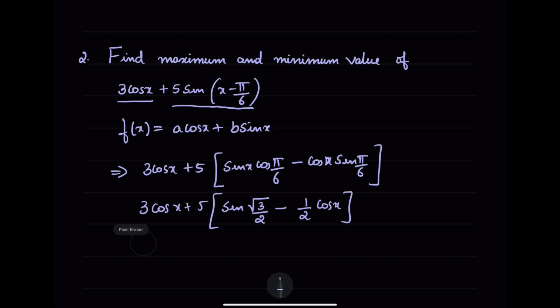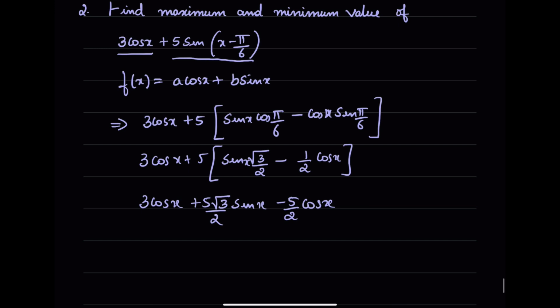So when we multiply this and solve, we would get 3 plus 5 square root of 3 by 2 sin x, missed a sin x here, and this will be minus 5 by 2 cos x. So this will be cos x by 2 plus 5 square root of 3 by 2 sin x.